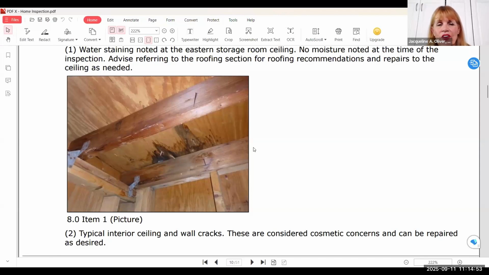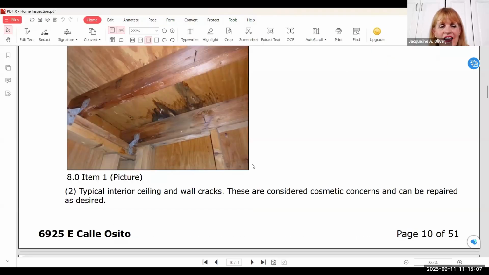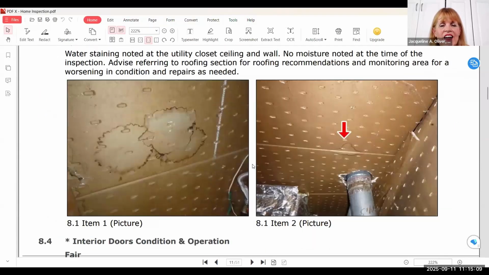Remember, this is hot weather. This is an area that is dry and hot. But what happens when the monsoons come and it rains? Then are you going to have leaking? That's something that you need to have inspected. Here again, water staining in the utility closet.